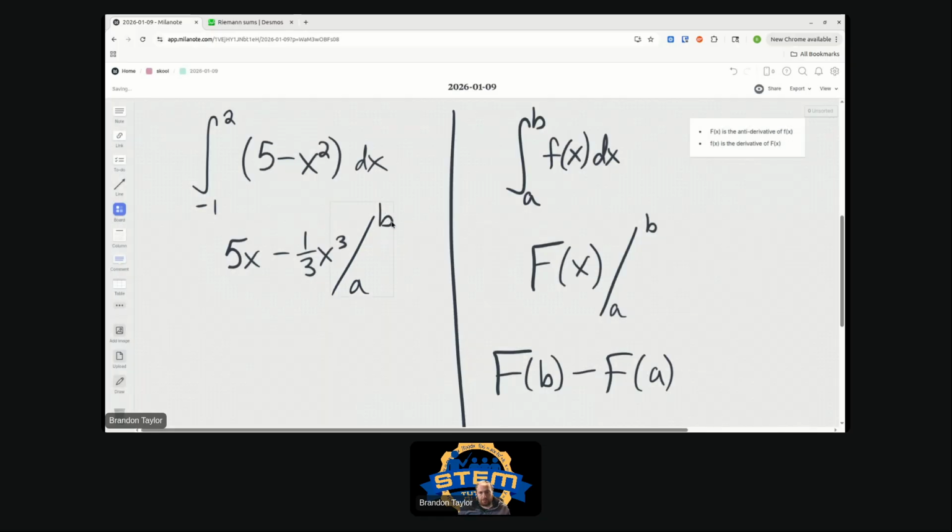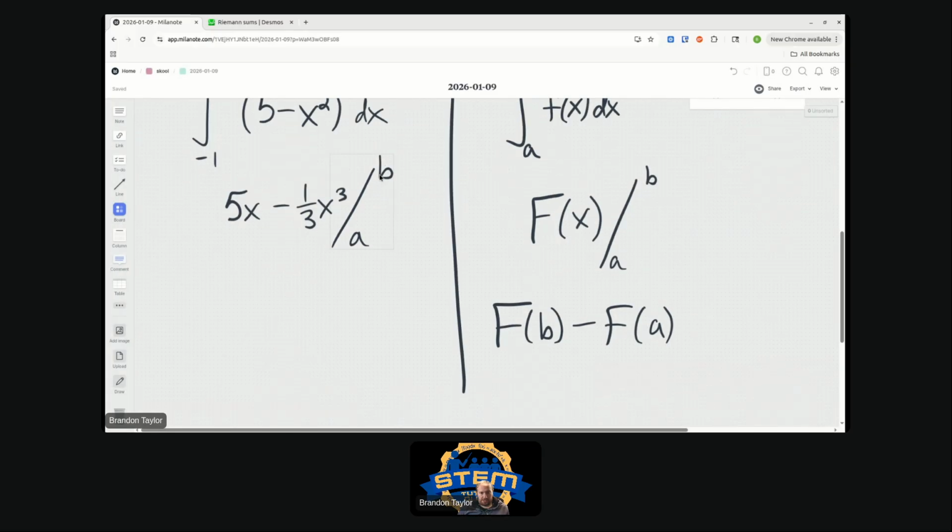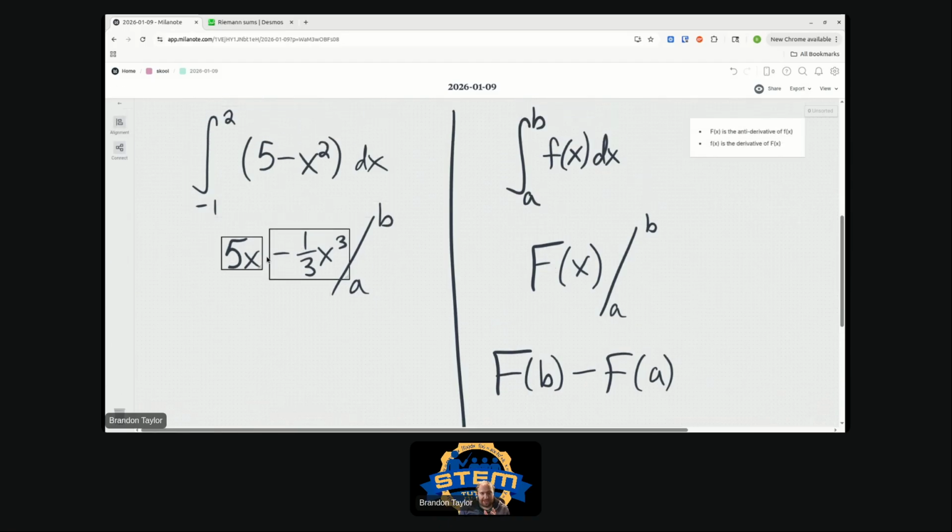Now, how do we evaluate it between A and B? Remember, all this symbol means is this is your function, this is your antiderivative. That's the hard part, figuring that out. That's the calculus part that you have to figure out. And this is the good news, by the way. Well, actually, let me back up a little bit. I'll come back to this in a second. Let's just solve this first, just to prove that we get the same result, and then I'll talk about this a little bit more.